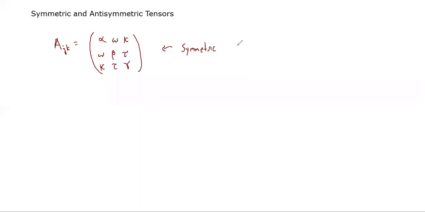And a symmetric tensor means that I flip the indices and I get the same thing. So for example, A1,3 in this case, so 1,3 is kappa. And that's also equal to A3,1.